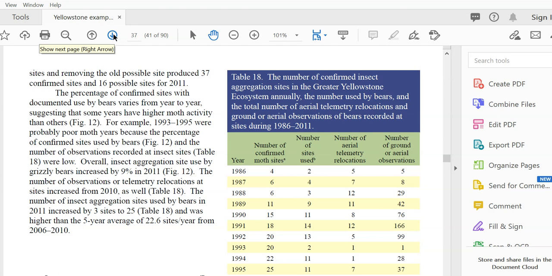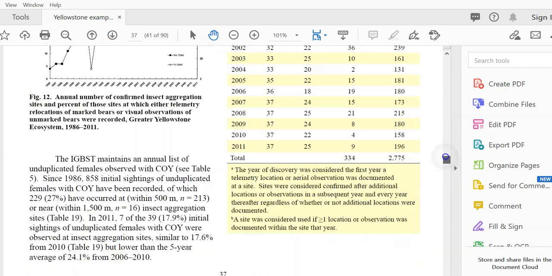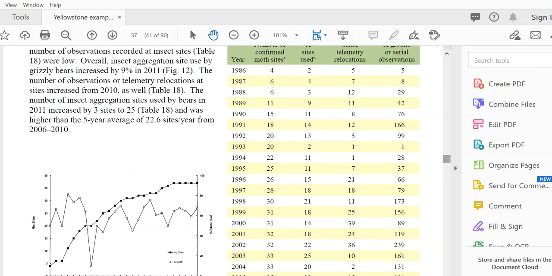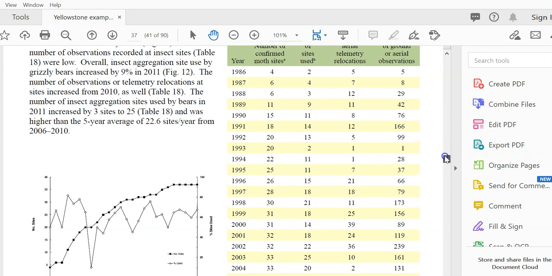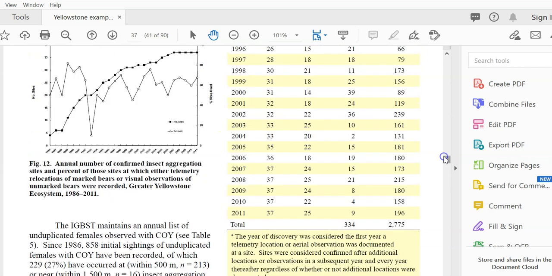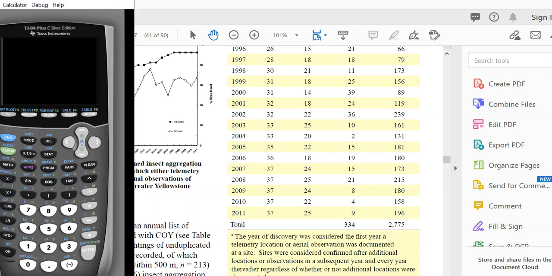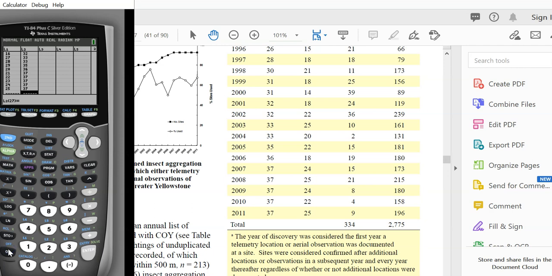Right? So this could be a set of data that was collected from 1986 until like 2011. So if we're going to do a regression on something like this, we really don't want to use 1986, 1987, and so on. We really want to start with 1986 as being year zero.